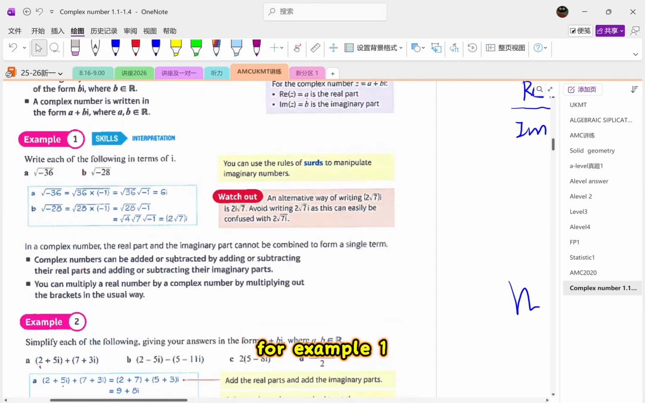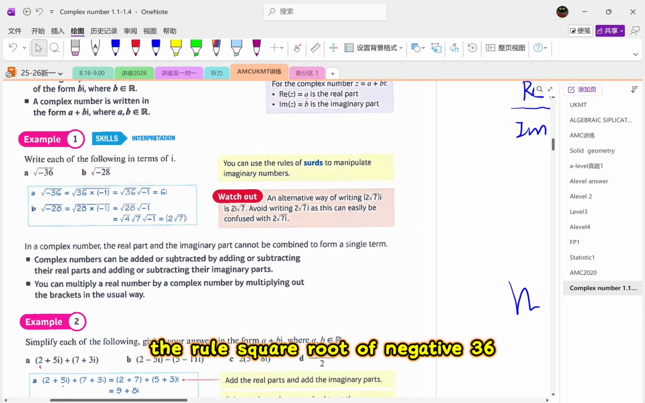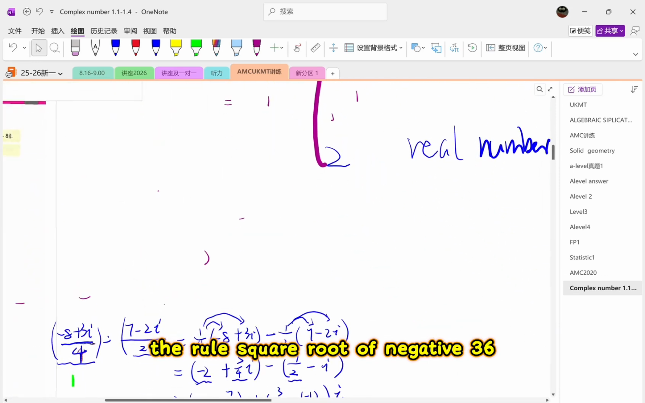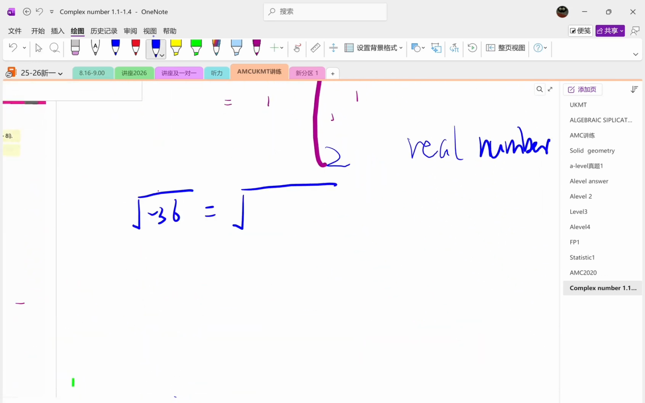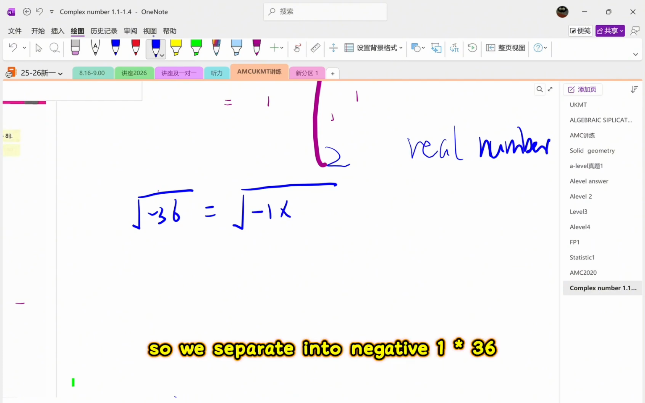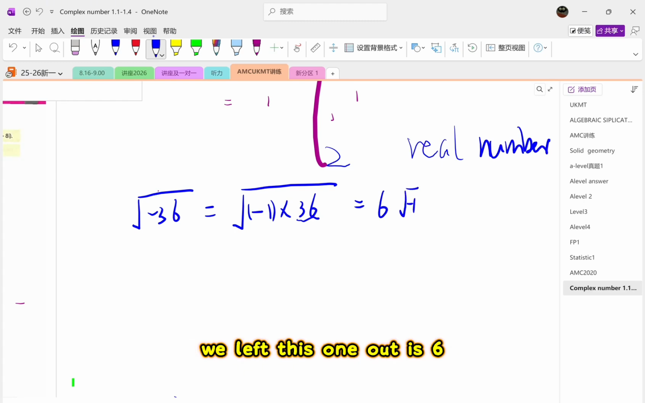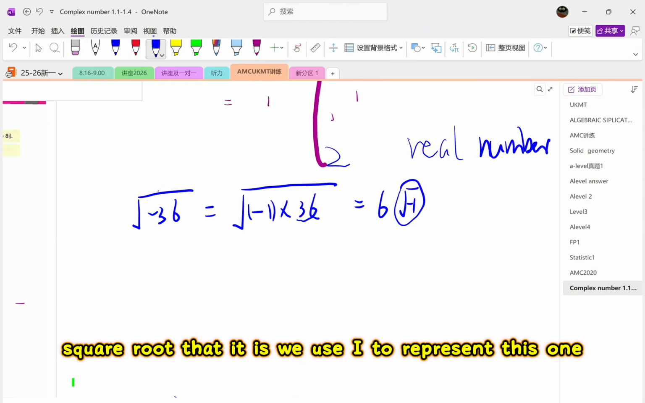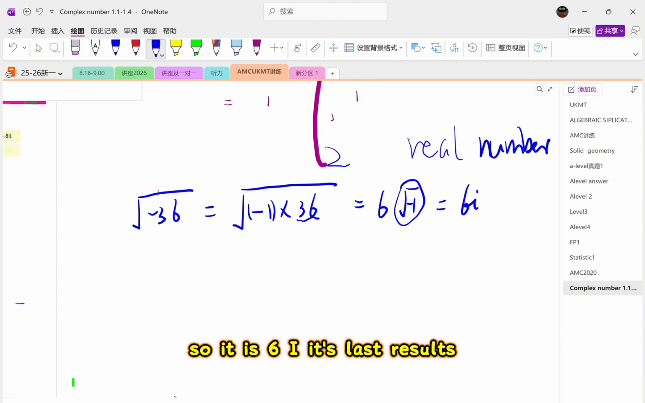For example, 1, the square root of negative 36. We separate it into negative 1 times 36. We take this one out as 6, and then the square root of negative 1, we use i to represent. So it is 6i, the final result.